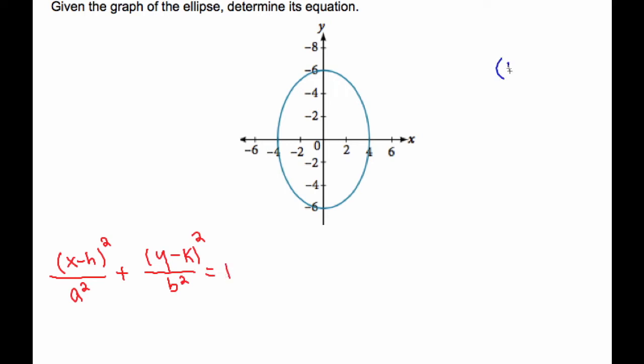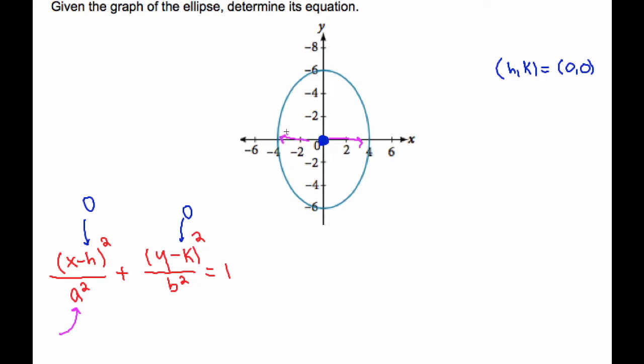Now first let's just recognize what the center h, k would look like. Well, the center h, k would have coordinates 0, 0. So we'll place a 0 here and a 0 here. As far as a is concerned, a will tell us our distance from the center out to the co-vertices.